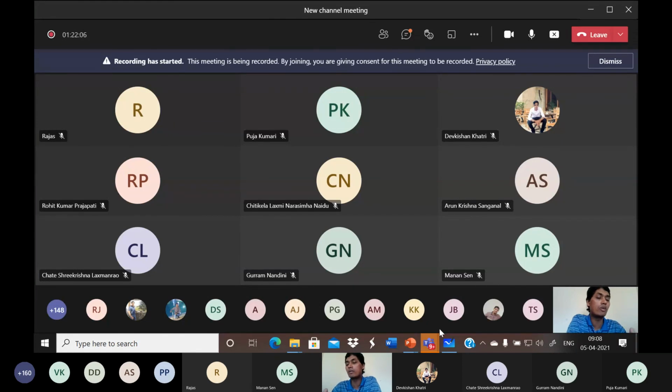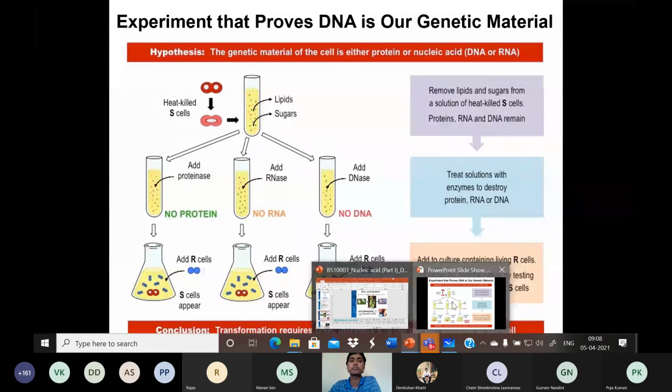Whatever I'm telling you is that this bacteria transforms R bacteria into S bacteria, smooth bacteria, so that it can be lethal. It can cause the disease. But why will I say that DNA is the genetic material, that it contains the information and DNA transforms this? You will get that answer in this slide.